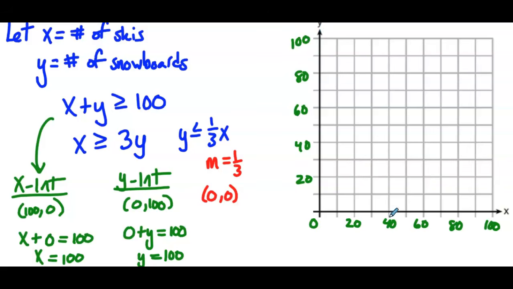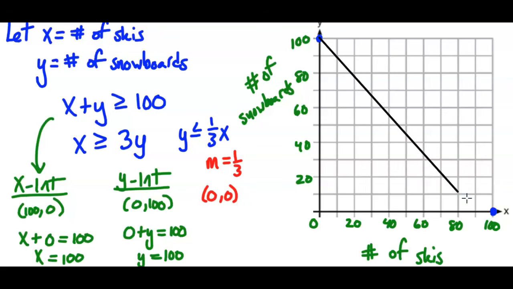We'll label what each axis represents. So the x is the number of skis. Y is the number of snowboards. And now we can graph our two inequalities. So we'll start with x plus y is greater than or equal to 100. So we have a point at 0, 100 and 100, 0. We're going to connect those 2 points with a line, a solid line because we have equality here.